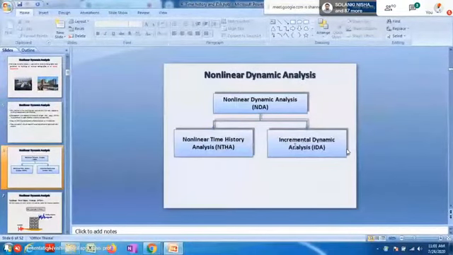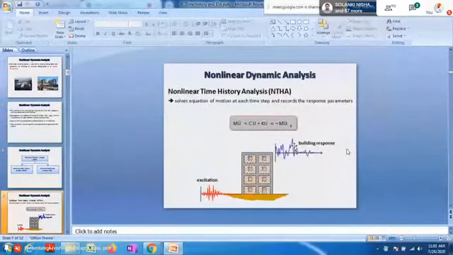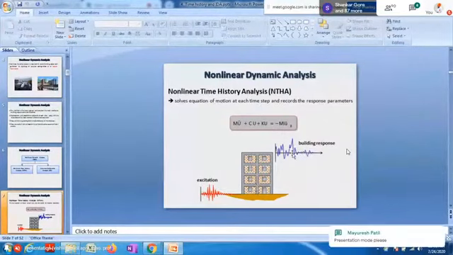So this is a non-linear time history analysis, and this is the basic equation. We are applying a ground motion, and we are getting the building response. This behavior and that behavior are different. This is the building response. If we change the building, the behavior is different. So it depends on the building properties. If it is a masonry building, the response will be different. This is called the maximum response.